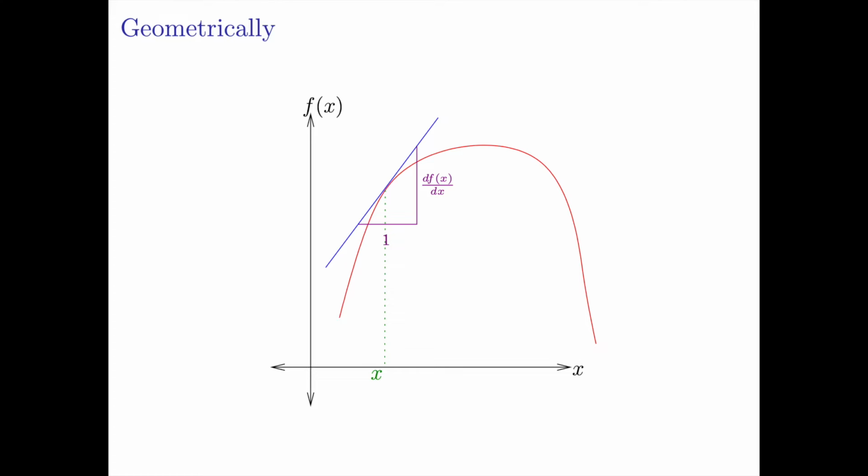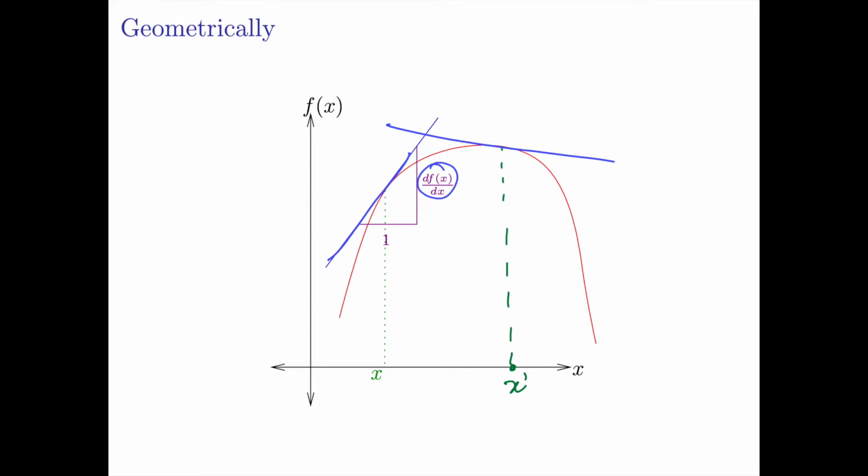Remember that the derivative depends on x. If we were to look at a different point here, let's call it x prime, the tangent line would be like so. And so the slope of this line is different from the slope of this line. So the derivative of this function f is different at different values of x. In other words, it depends on x.